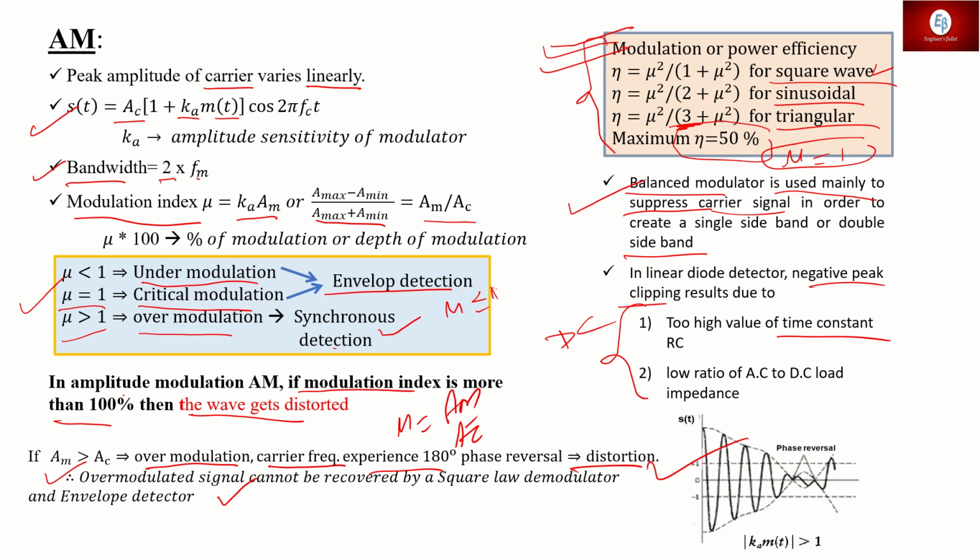If we take the time constant larger, then diagonal clipping occurs, and if the ratio of AC to DC load impedance is low, then again the diagonal clipping case occurs. So you have to learn these two cases in which diagonal clipping occurs.